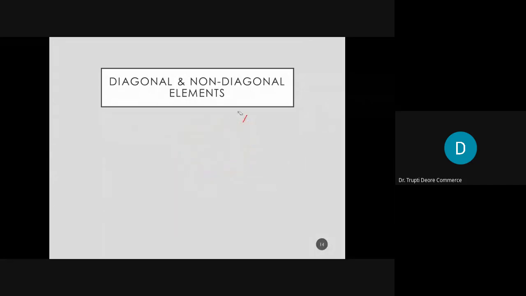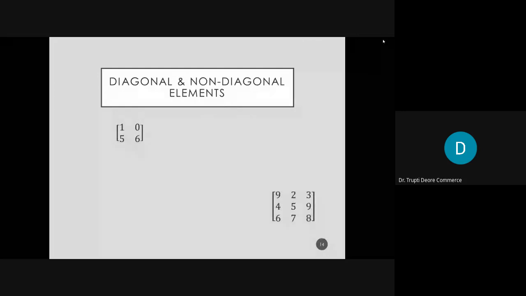For example, these matrices are given: 1, 0, 5, 6, and another one is 9, 2, 3, 4, 5, 9, 6, 7, 8. Always remember, diagonal and non-diagonal elements are classified only in the case of square matrices. Square matrices mean the number of rows and number of columns are equal. The first one is of order 2, so 2 by 2, 2 rows and 2 columns, so it's a square matrix. Here there are 3 rows and 3 columns, so it is also a square matrix. Only in case of a square matrix can you define the diagonal elements and non-diagonal elements.